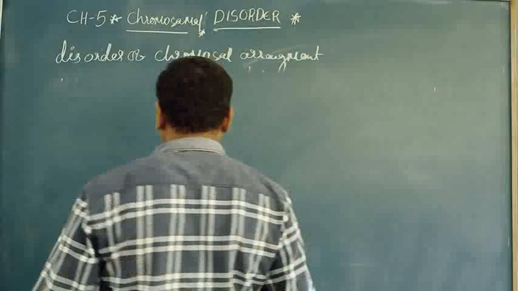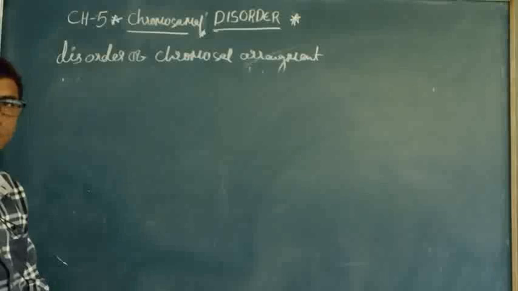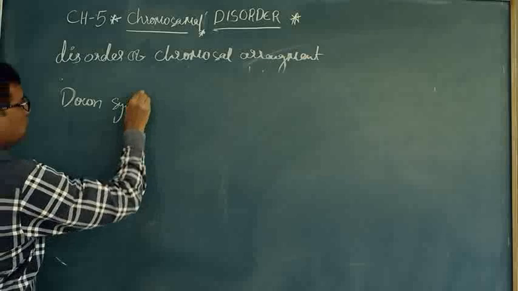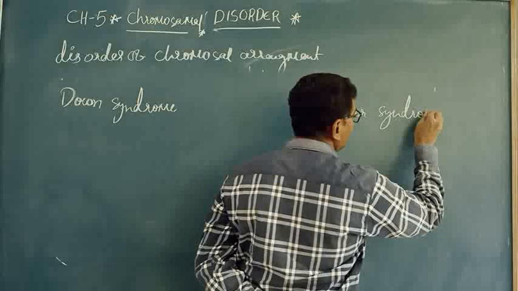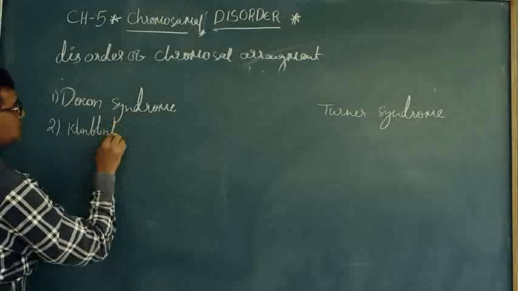Generally, in human beings, we see three types of gender disorders. More than that are there, such as Kreutzer syndrome, so many are there. But we are going to talk about three syndromes caused by chromosomal disorder. The first one is Down syndrome, then Turner's syndrome, and Klinefelter syndrome.